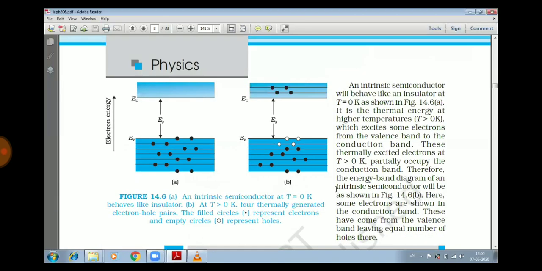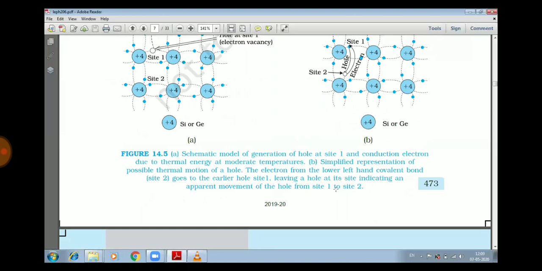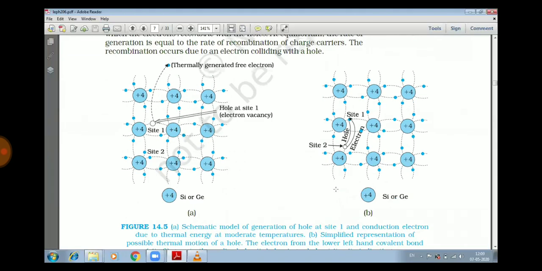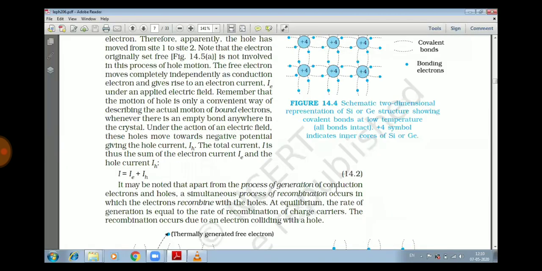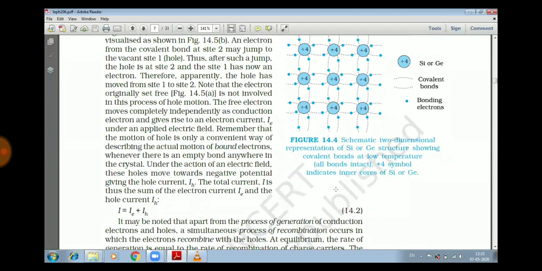Similarly, what will happen? Slowly, from some other place, an electron will jump to site 2. Then there will be a vacancy in site 3. In the same way, from some other site 4 to site 3, the electron would jump. Then there will be a vacancy in site 4. Then automatically what is happening in the silicon crystal? Now I'll read.